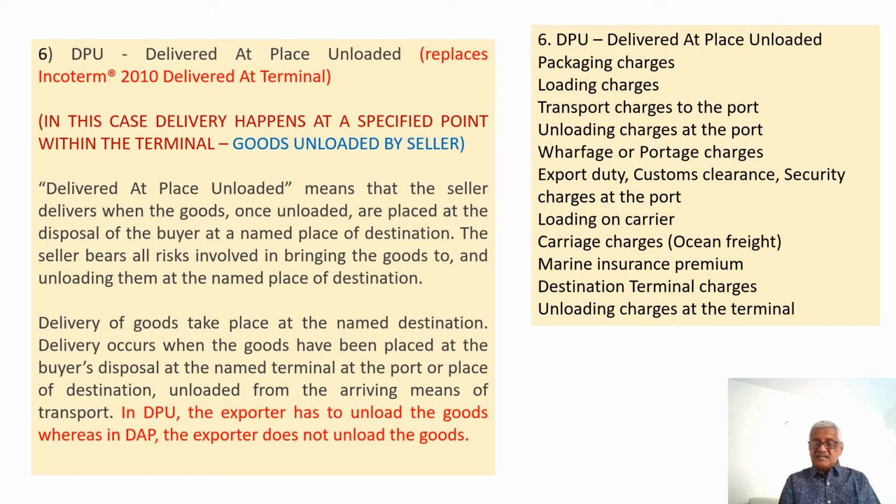Delivery of goods takes place at the named destination. Delivery occurs when the goods have been placed at the buyer's disposal at the named terminal at the port or place of destination, unloaded from the arriving means of transport. In DPU, the exporter has to unload the goods, whereas in DAP, the exporter does not unload the goods. So here, after the marine insurance premium, destination terminal charges and unloading charges at the terminal will be to the account of the exporter.